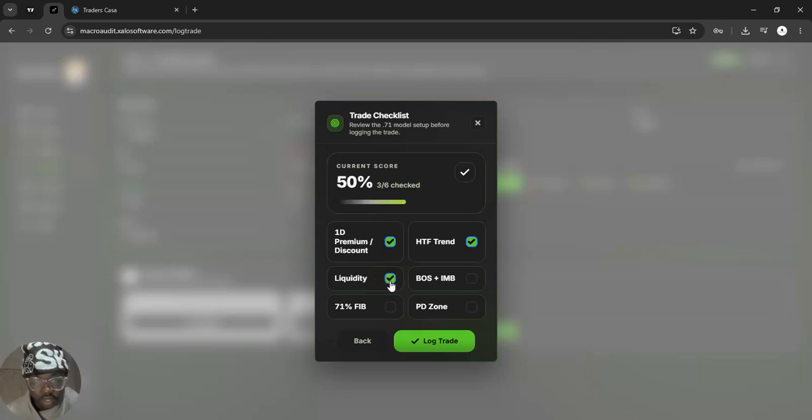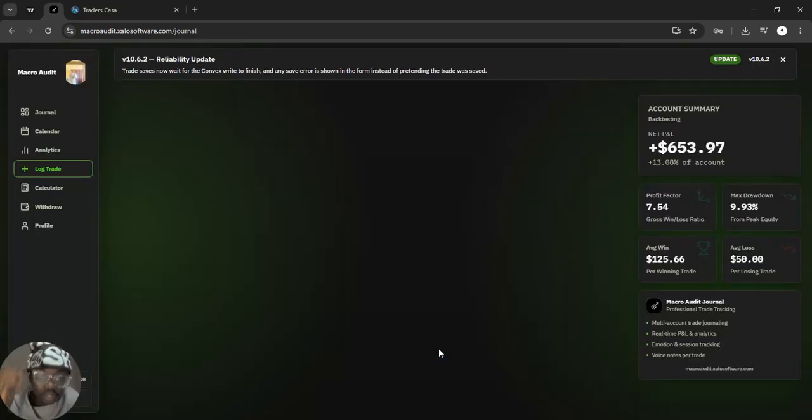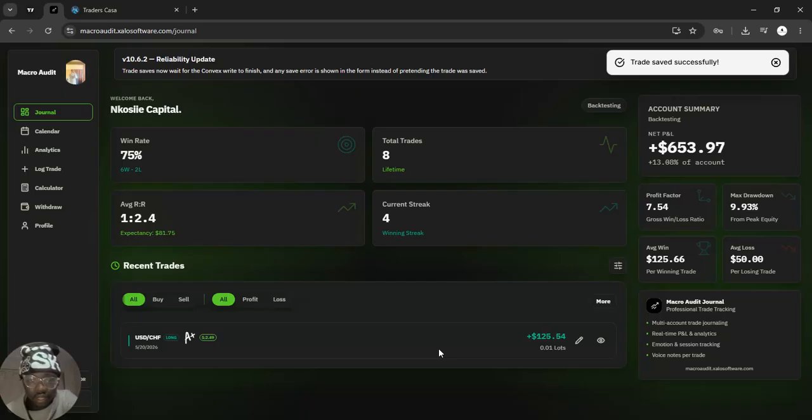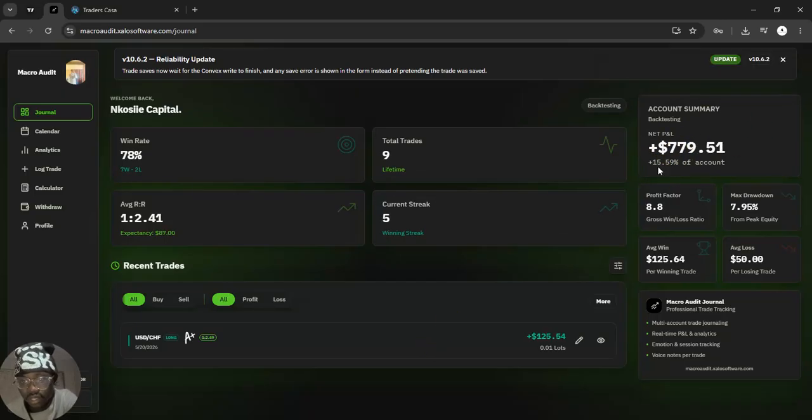So I'm gonna take this. Imbalance was there as well. So also the 0.715 was tagged in. The price came back to premium, took us in and hit take profit, and that's how we charted the trade, even though it was long as hell. But yeah, the account is up more like 15%, plus 15% of the account.